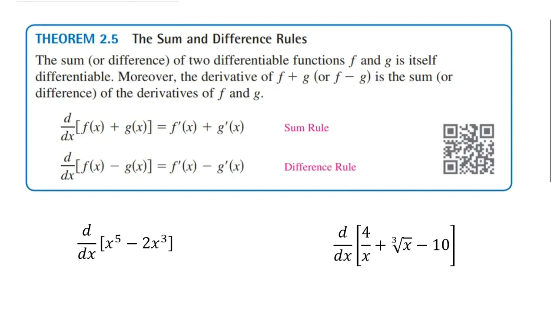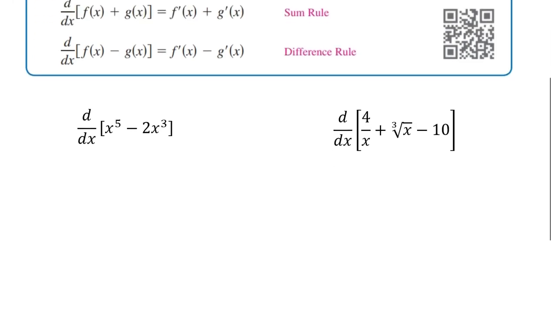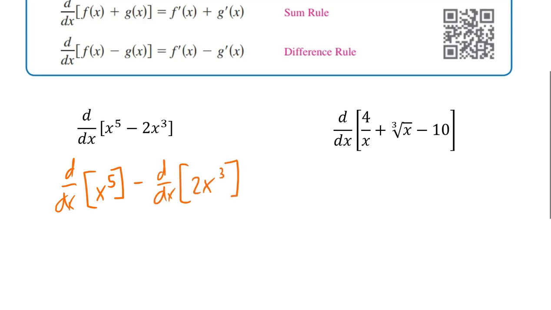Another derivative property that is very useful is the fact that derivatives distribute over addition and subtraction. I can do the derivative for this first one: the derivative of x to the 5 minus the derivative of 2x cubed. The derivative of x to the 5 is 5x to the 4 using the power rule. Minus the derivative of 2x to the 3: I bring down the 3 and multiply it by 2 to make 6, and I make the power one smaller.